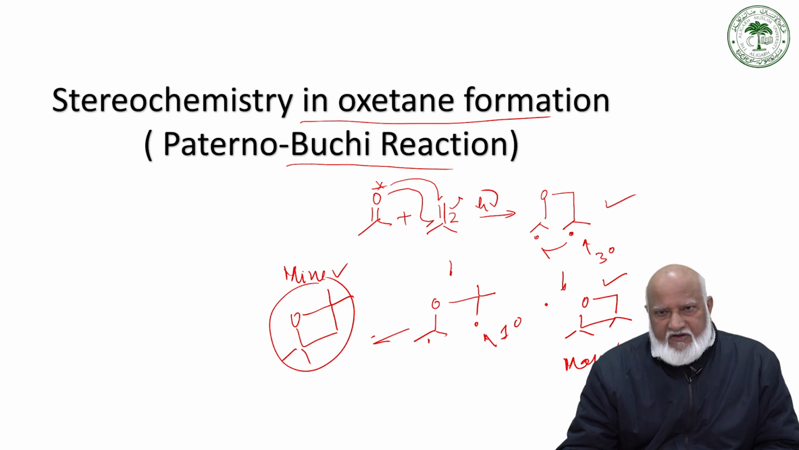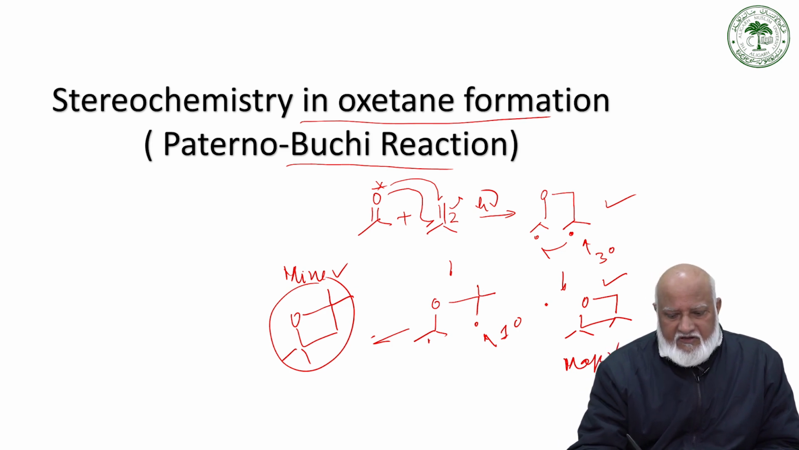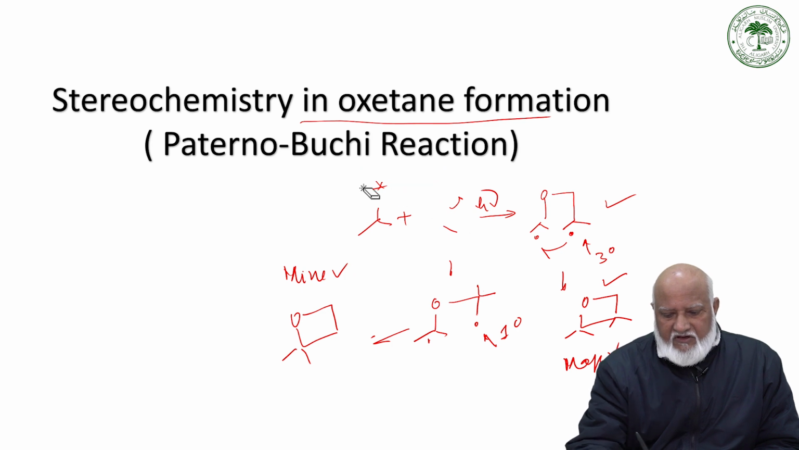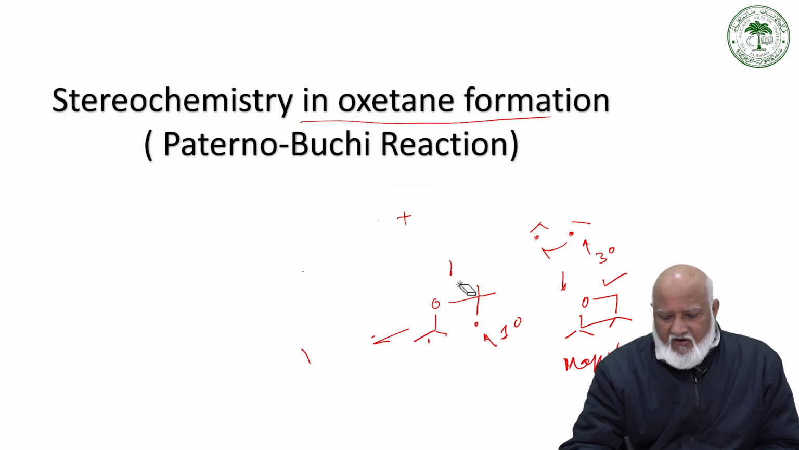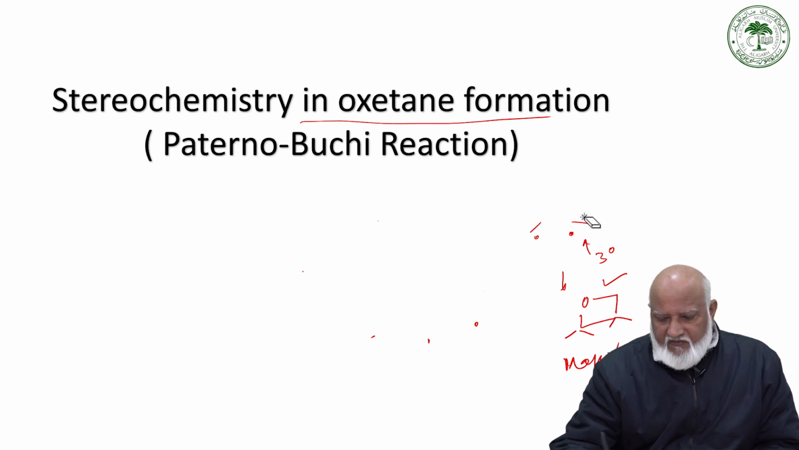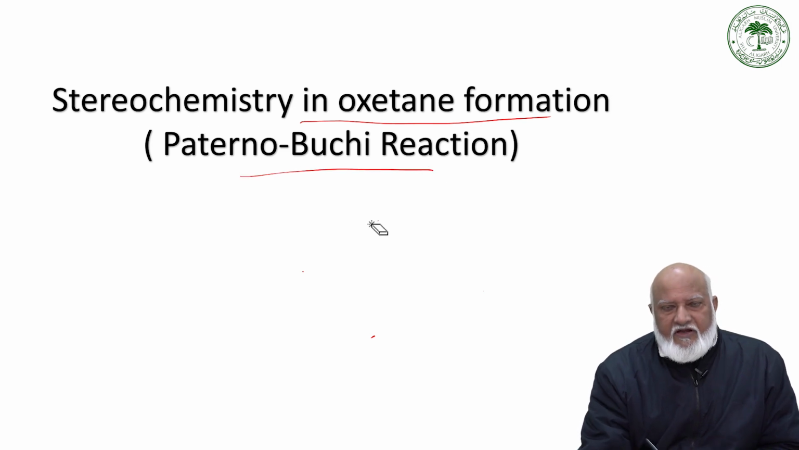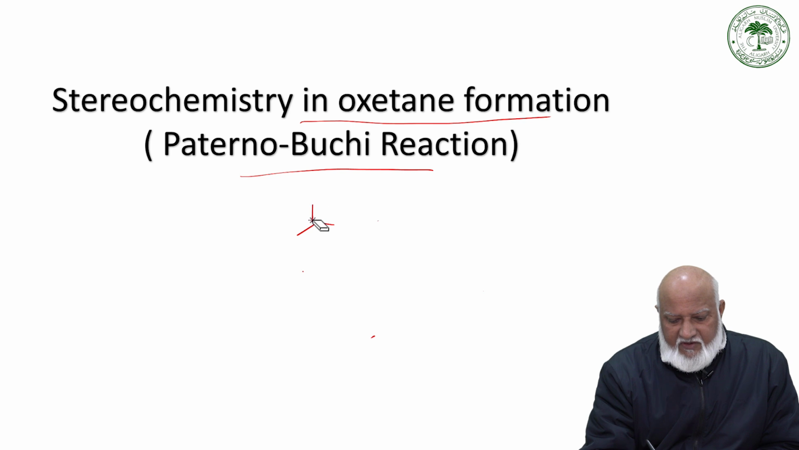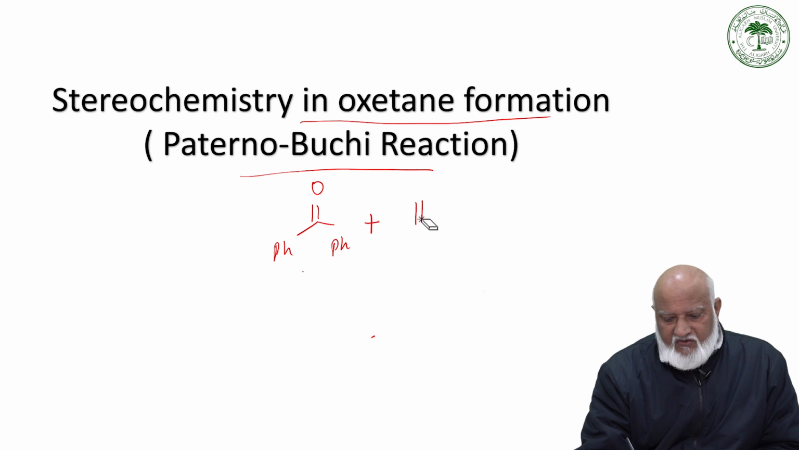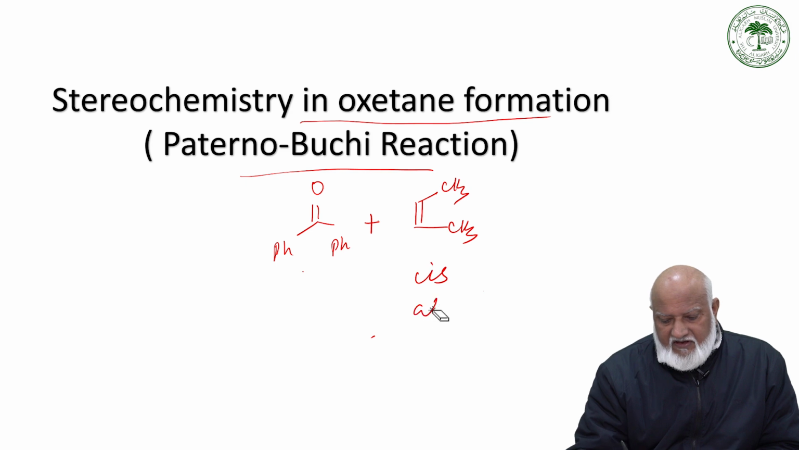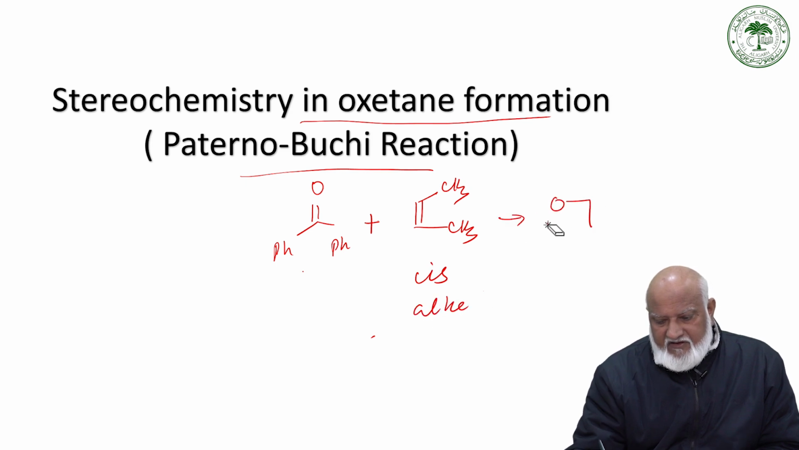Another important aspect in this reaction is the stereochemistry, whether the stereochemistry of the alkene is retained or changed. That is the topic of interest today. What I mean is the stereochemistry in oxetane formation in the Paterno-Buchi reaction. For example, we have a carbonyl, say this is Ph, and it adds to a cis alkene, CH3 and CH3. This is a cis alkene, and then we get a product.